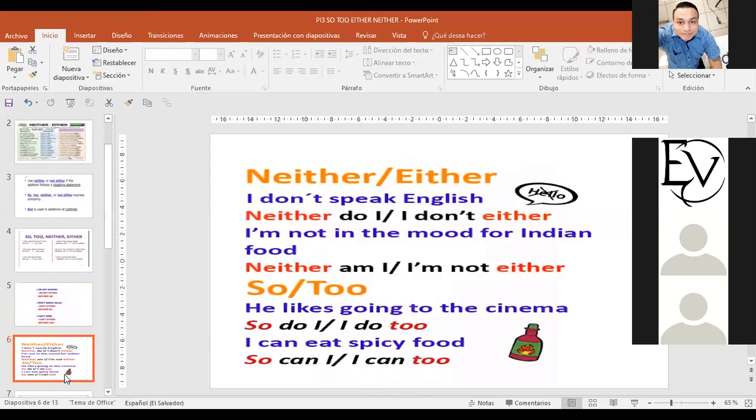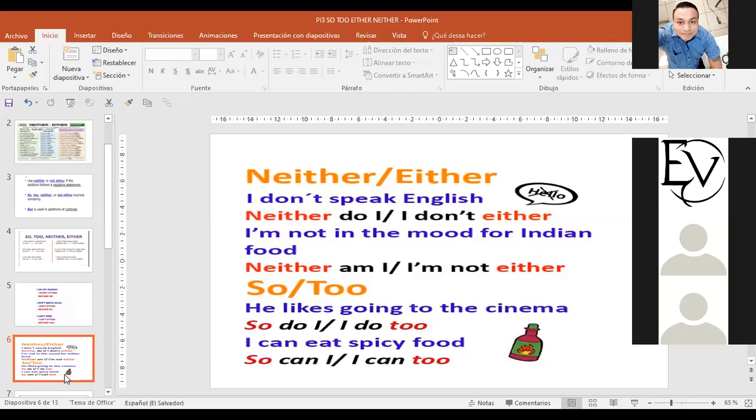And then you have here another example. Neither, either. I don't speak English. Neither do I, or I don't either. I'm not in the mood for Indian food. Neither am I. I'm not either. Remember that neither, either is for supporting negative sentences, okay?